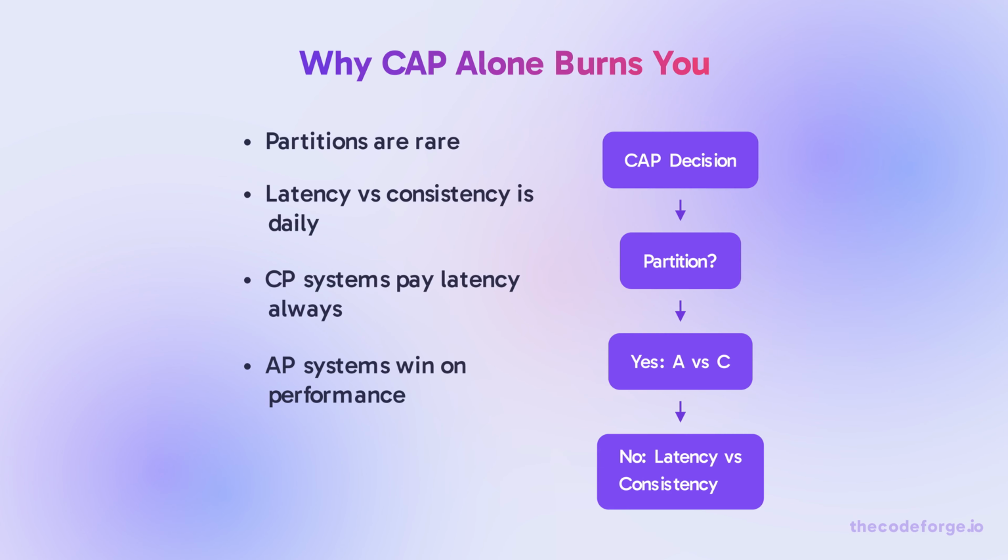CAP only applies during a partition, which is rare. The real cost is the latency versus consistency trade-off you make every millisecond when the network is healthy. Teams that ignore this end up with high P99 latency and lose to competitors using eventual consistency.